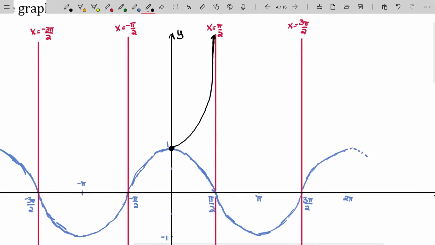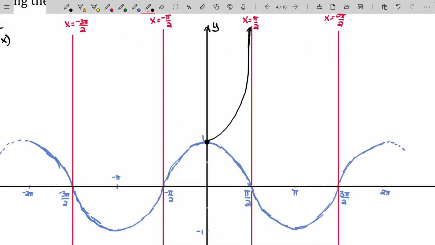Now, let's take a look at the other side of the y-axis. The same pattern, because it's an even function, we have proven that secant is even, it's going to look like this on the other side. So that has the same behavior on the other side. So that black curve right there is the beginnings of the secant curve.